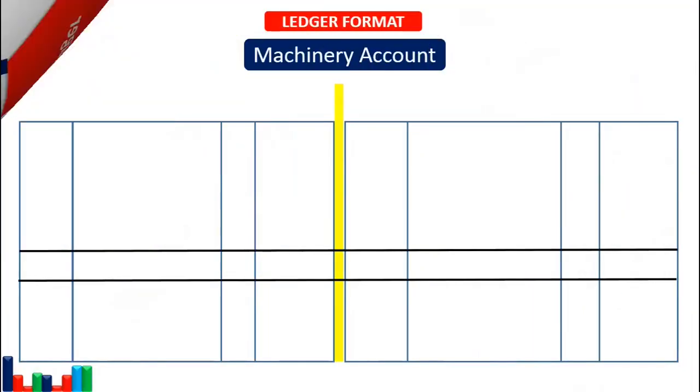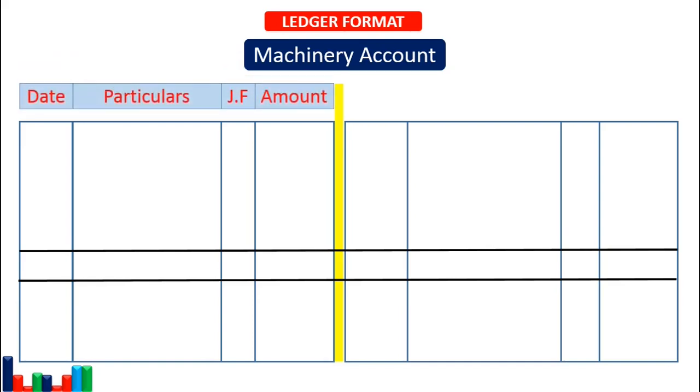Let us now get familiar with the format of a ledger. A ledger as shown here has two sides, one on the left of the yellow vertical line and the other on the right side of the vertical yellow line. The yellow line shown here is only for easier understanding. In reality, no such line is needed. The four columns on the left side are marked for writing date, particulars, journal folio, and amount in figures. This side is used to write only debit transactions of a particular account.